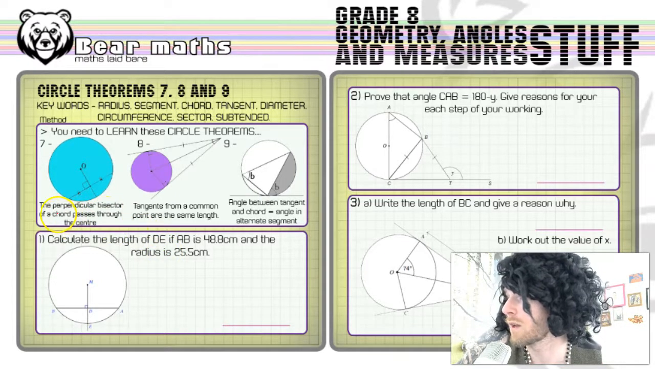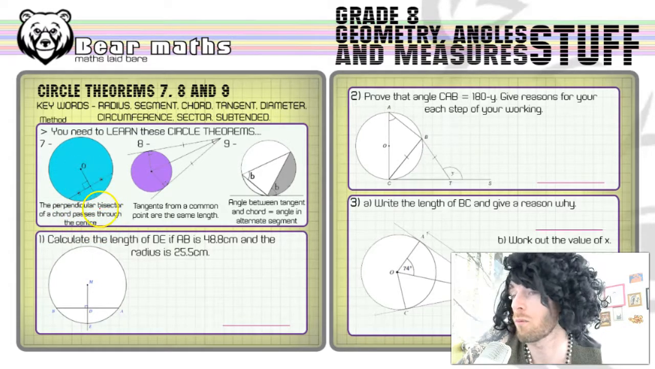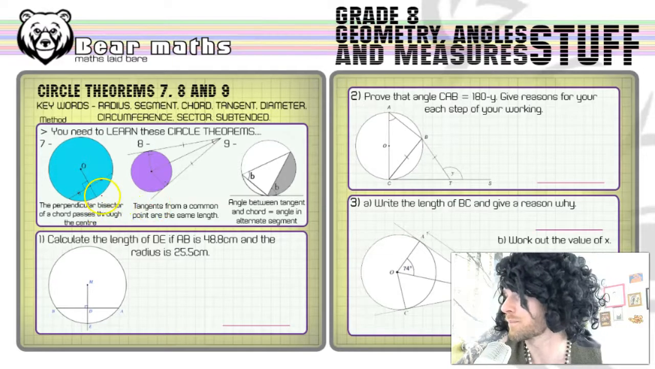So, the first one states the perpendicular bisector of a chord passes through the center. Useful to know, we can work stuff out from that. Basically, that just means that it's the line that cuts this chord in half and creates a 90-degree angle, here.